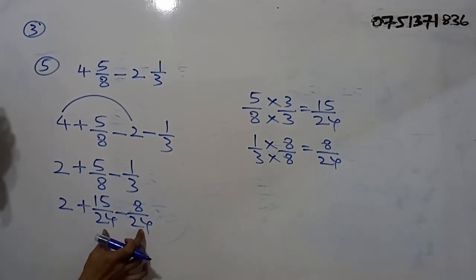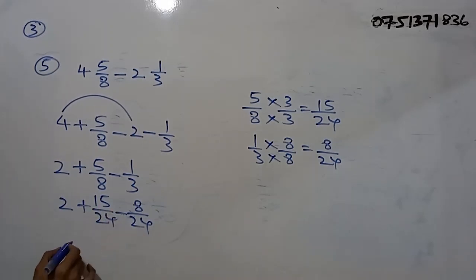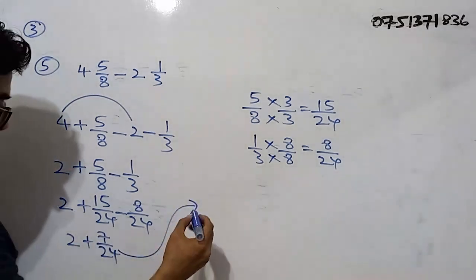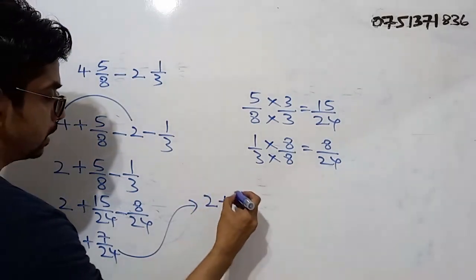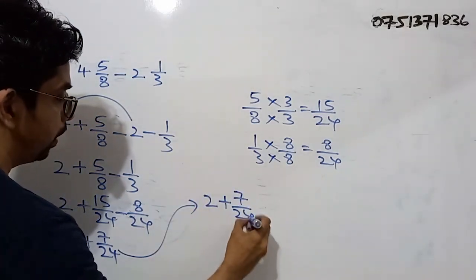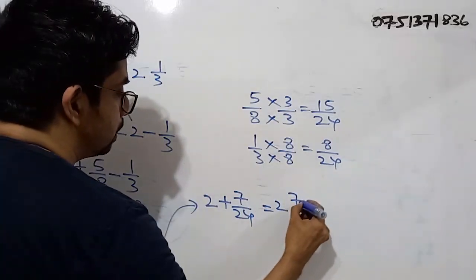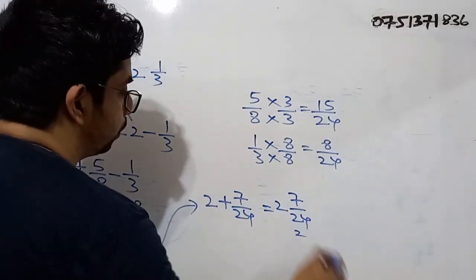So when we simplify these two fractions, what will be the outcome? 7 by 24. So 2 plus 7 by 24. So we can continue over here. So 2 plus 7 by 24. That means what? 2 and 7 by 24.